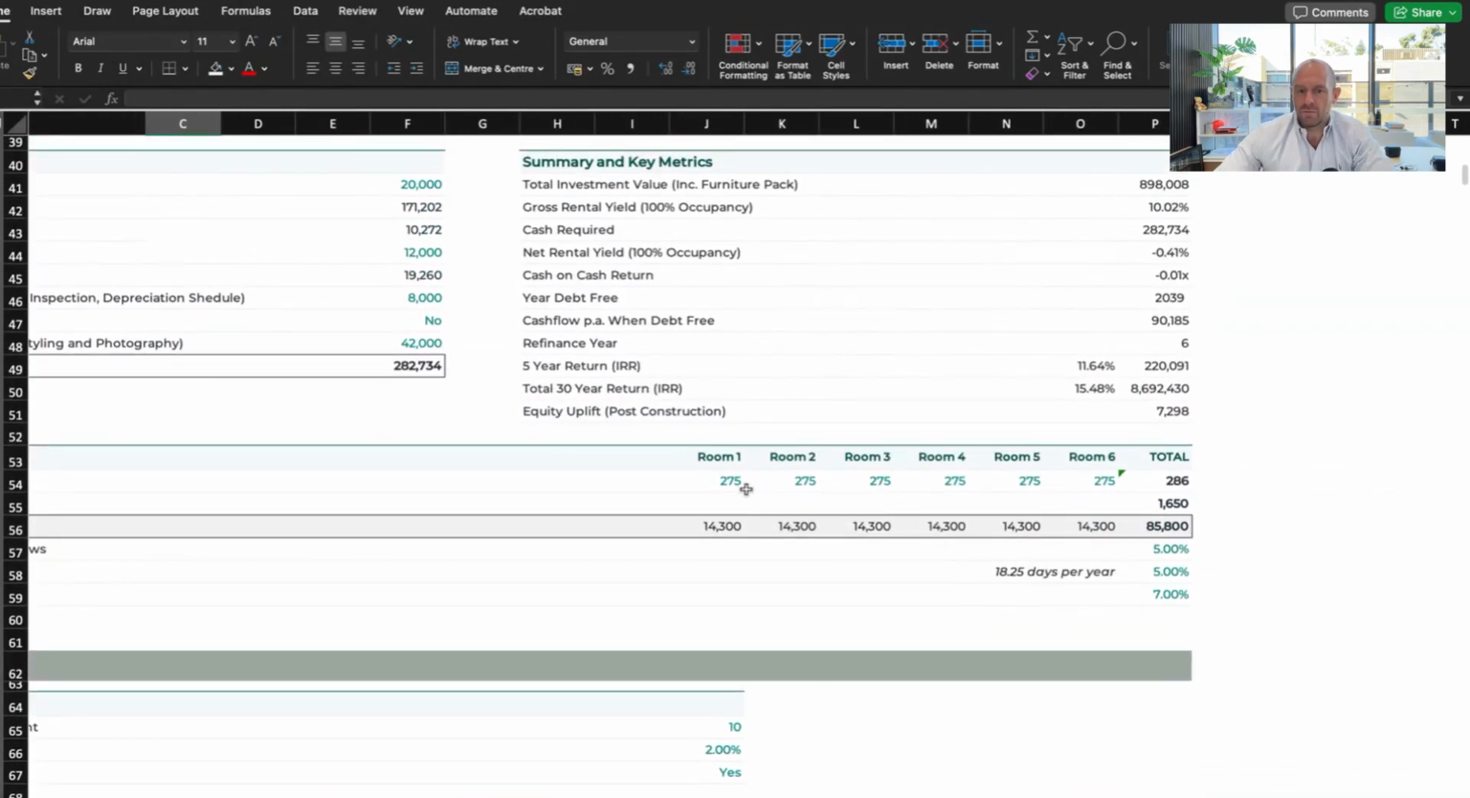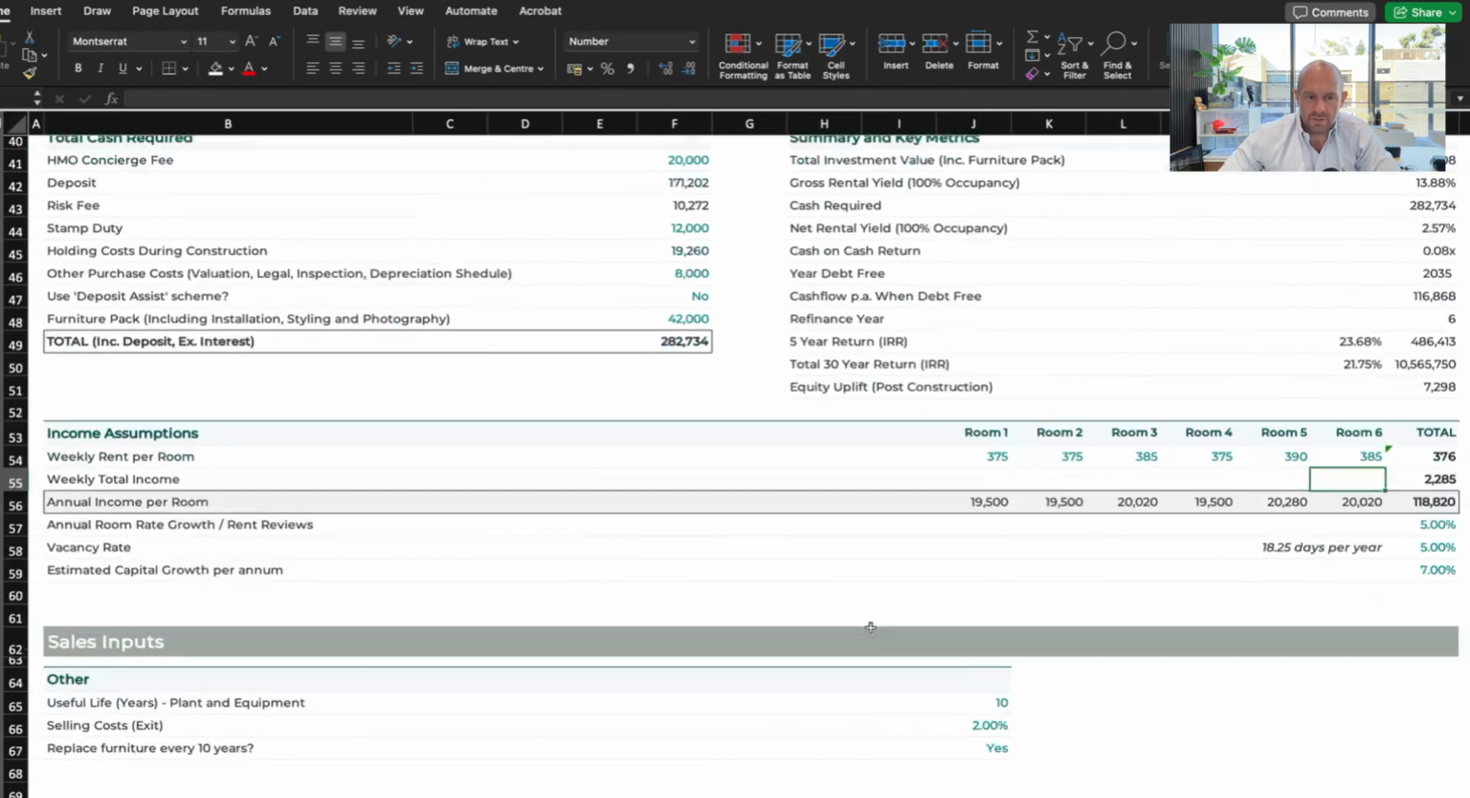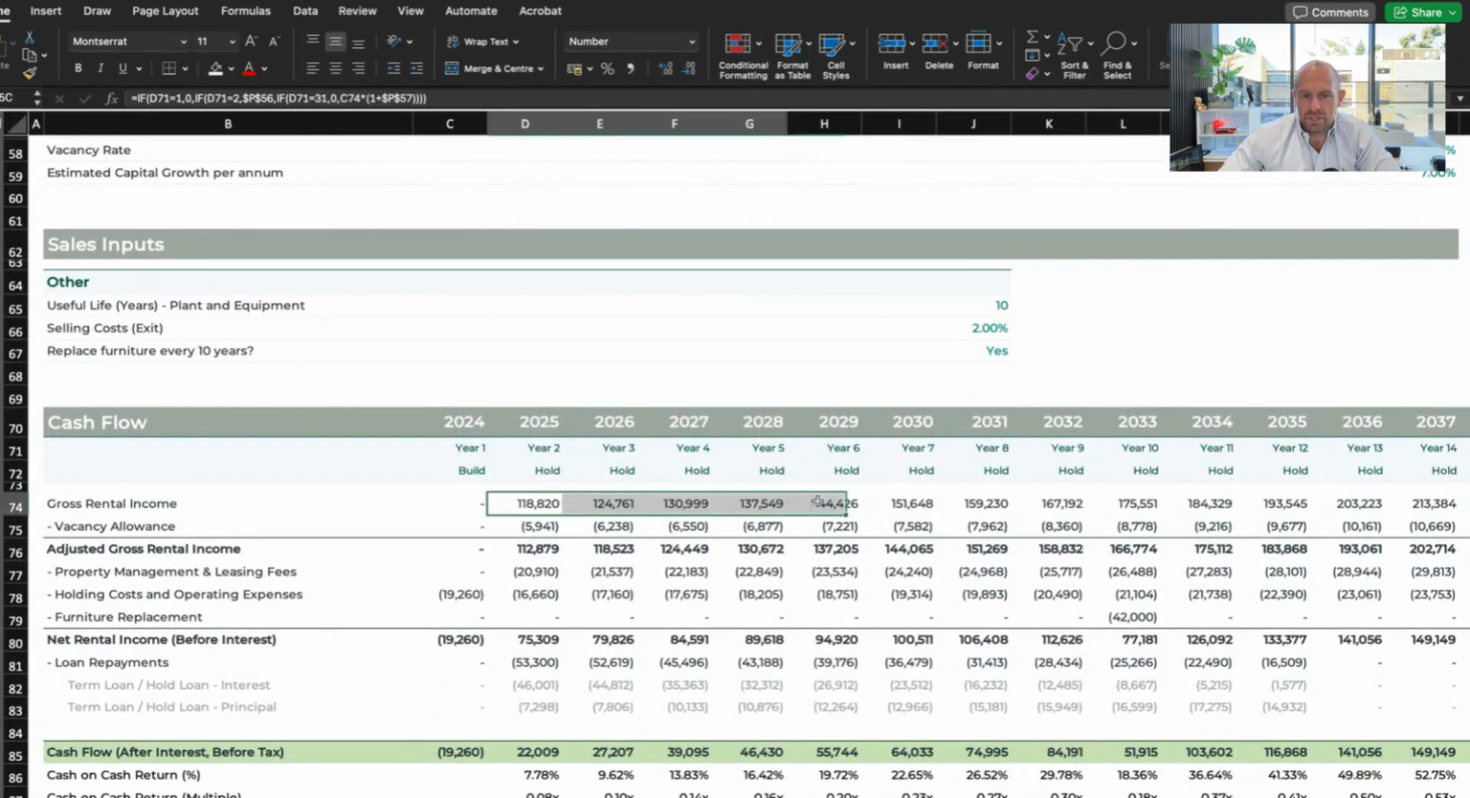However, when we rented the rooms out, and I've just gone into our property management software, we rented these rooms out for $375, $375, $385, $375, $390, for a grand total of $2,285 per week.